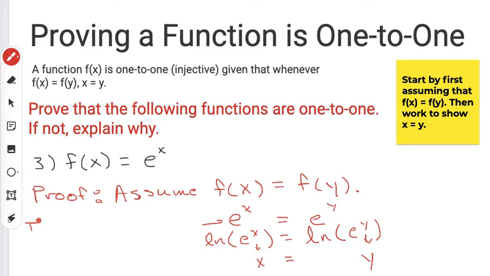So I write therefore, f of x is one-to-one. And I'm done with my proof. So that's one of the functions that are one-to-one.